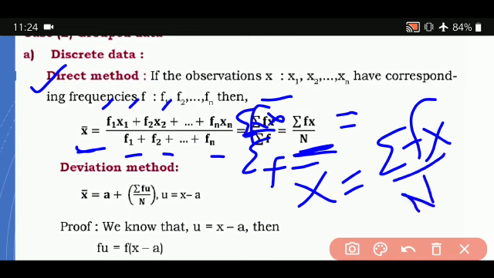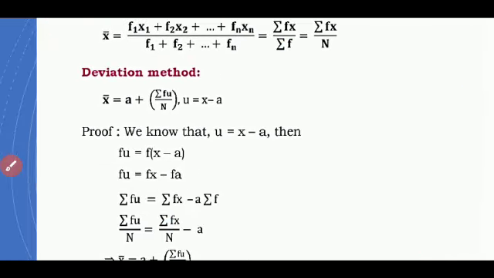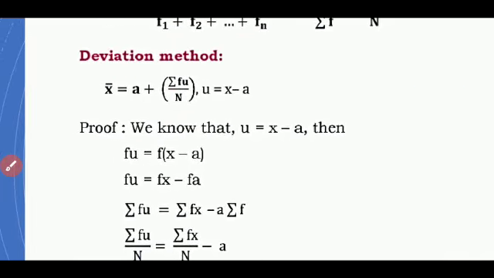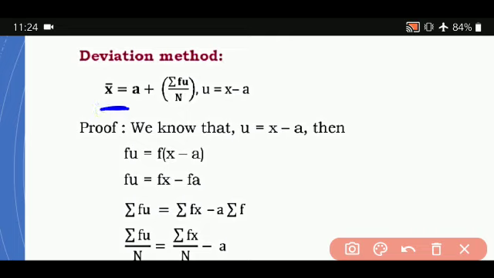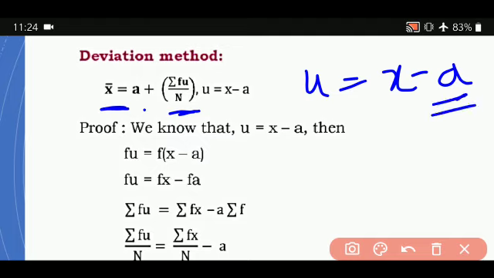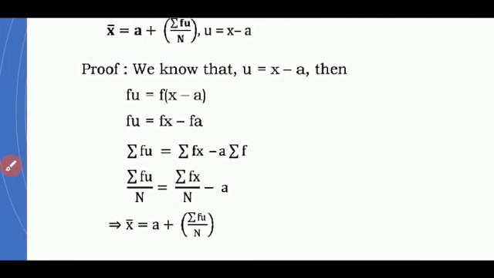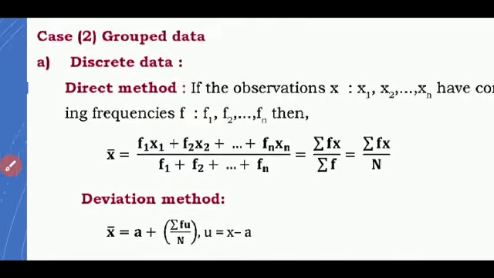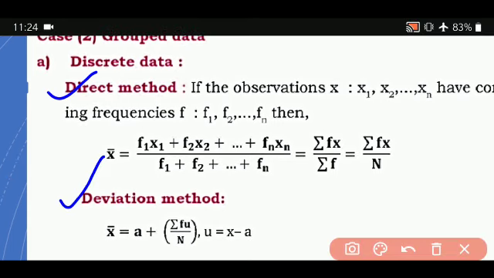Again, the deviation method is nothing but the shortcut method. For the shortcut method you have to remember: x bar is equal to a plus summation fu divided by capital N, where u is equal to x minus a. Same thing, x are the observed values and a is the assumed value. They have derived this, it's fine, you just have to go through it, it's not important. So this is discrete data, two methods, direct method and deviation method, which you have to remember.